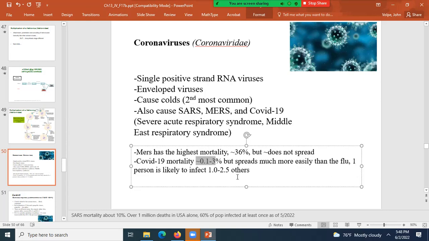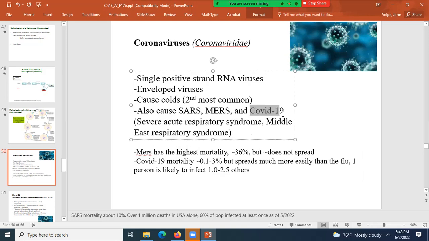In the United States, there's over 1 million deaths now from COVID-19. And as of late May, the number of the US population who have become infected with COVID-19 is actually 60%. So a large majority of the population have been infected with COVID-19. And the sad thing is that once you've had COVID-19, you can get it again.